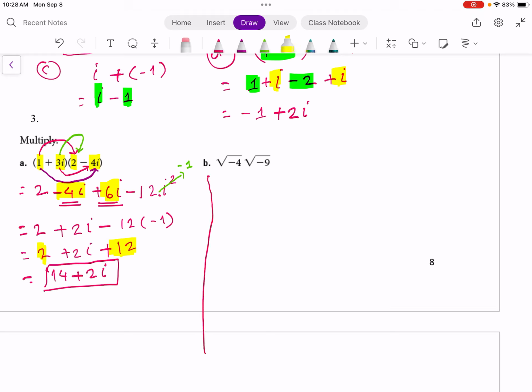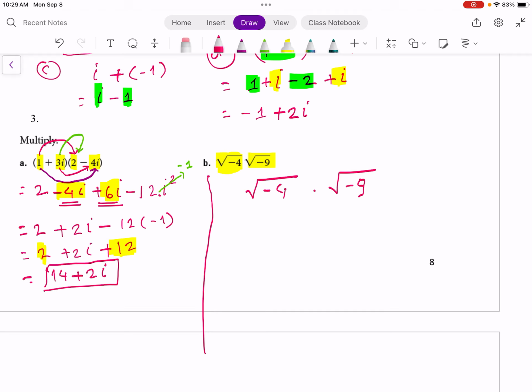Now here we have the square root of negative 4. What type of number is this? Imaginary number, right? Times the square root of negative 9. So this is also an imaginary number. Now let's multiply these two numbers. Before you multiply, you have to get rid of that negative sign. It means you have to rewrite this number without a negative sign under the radical sign.